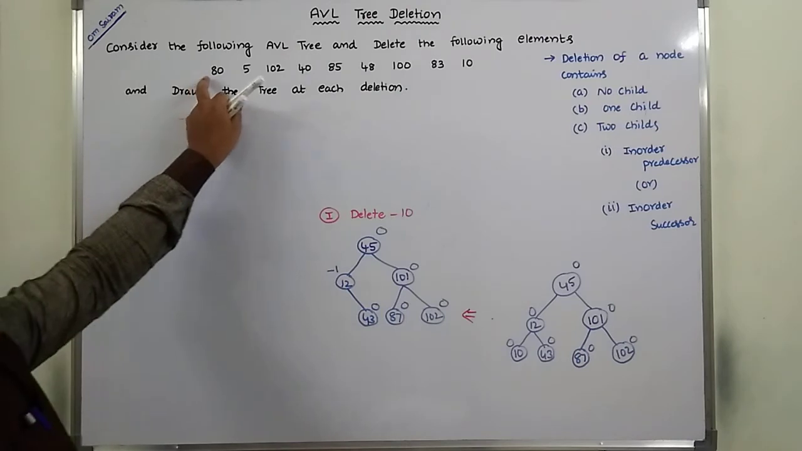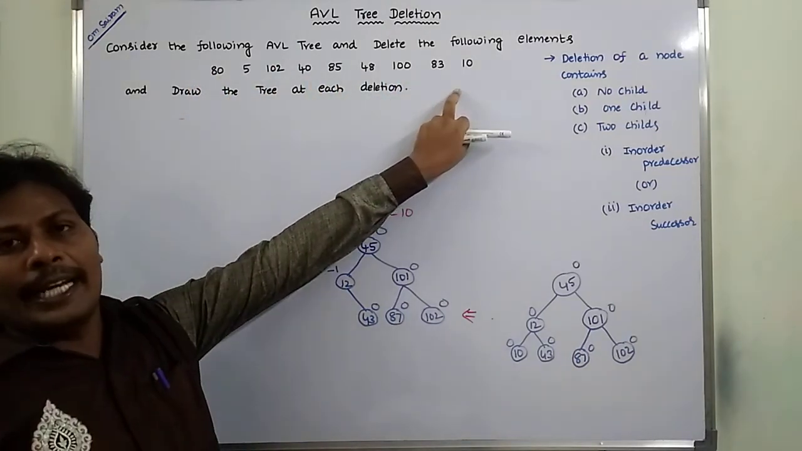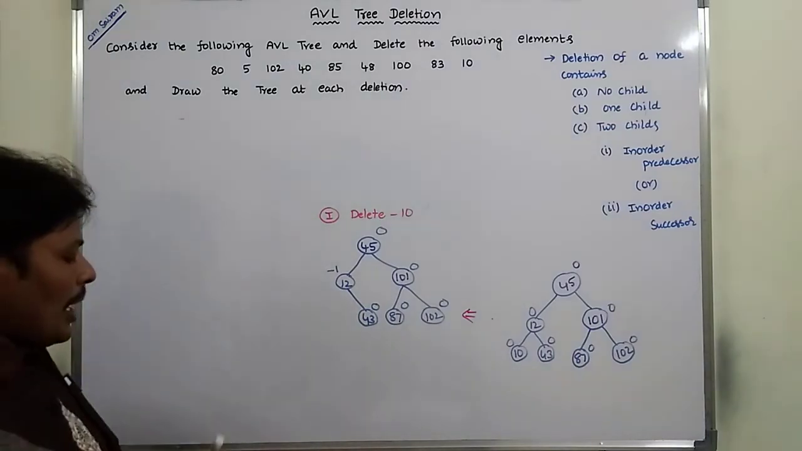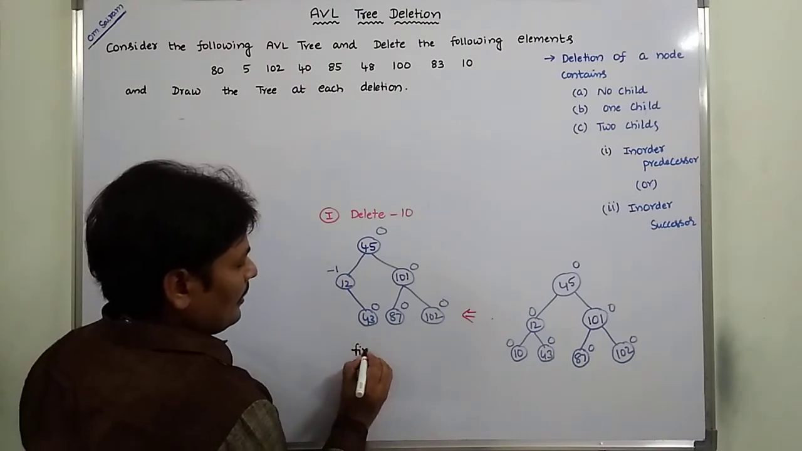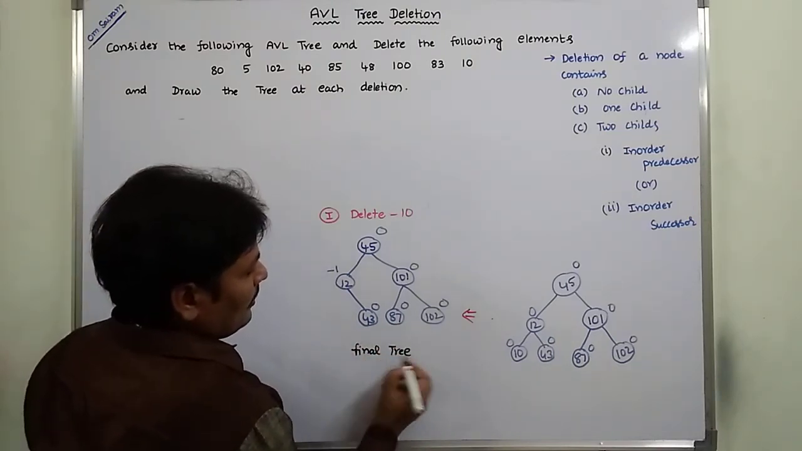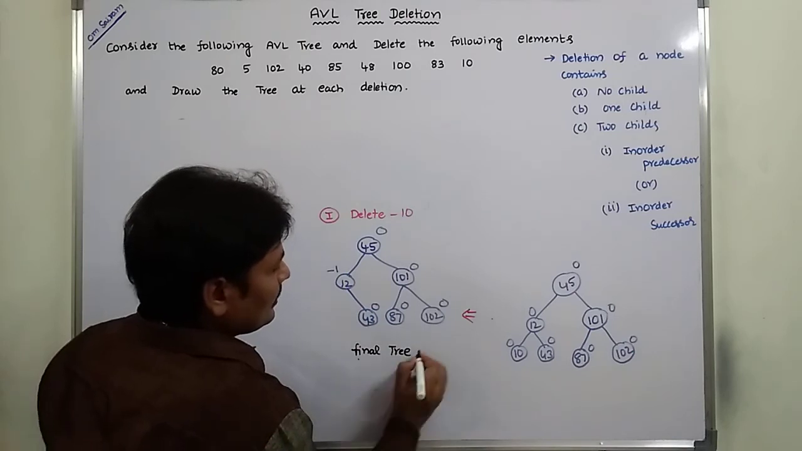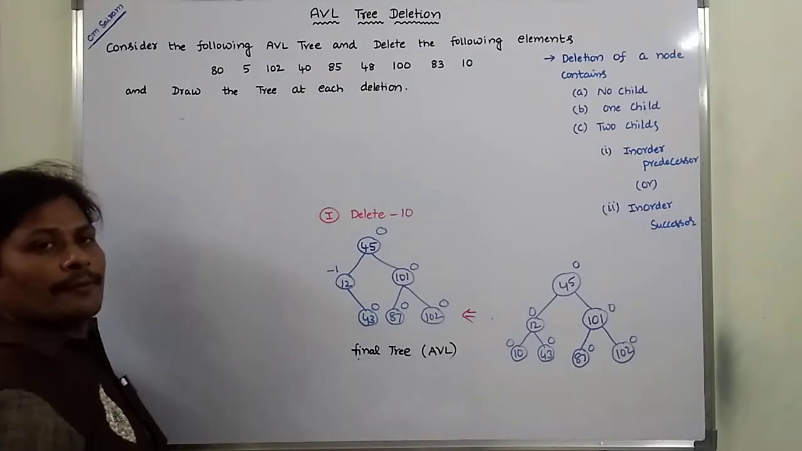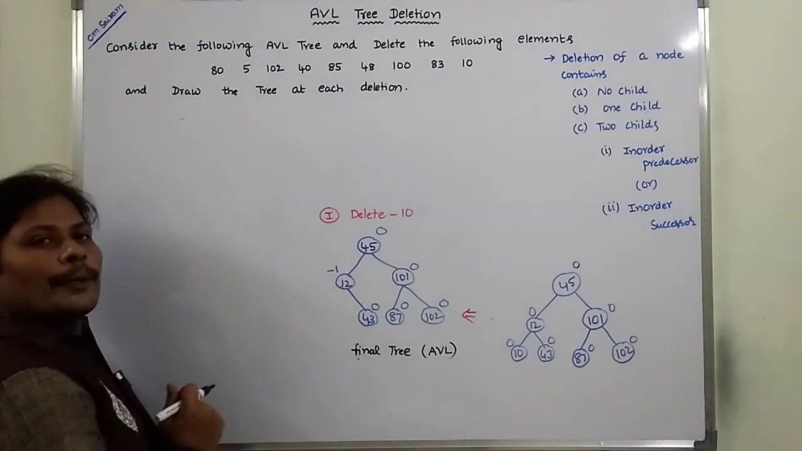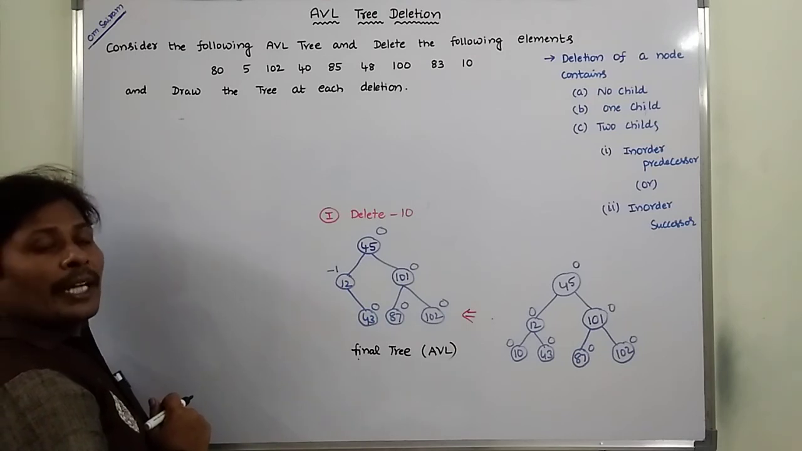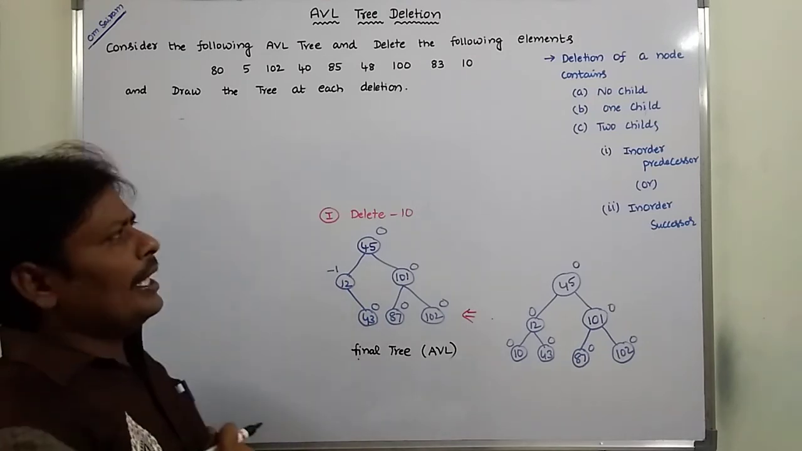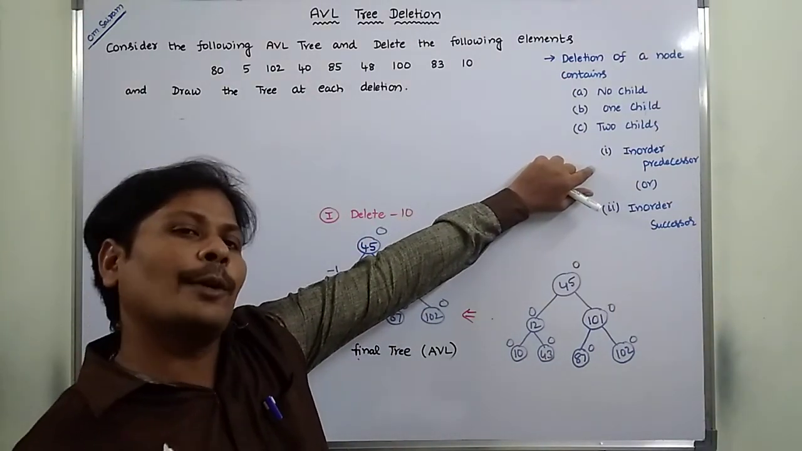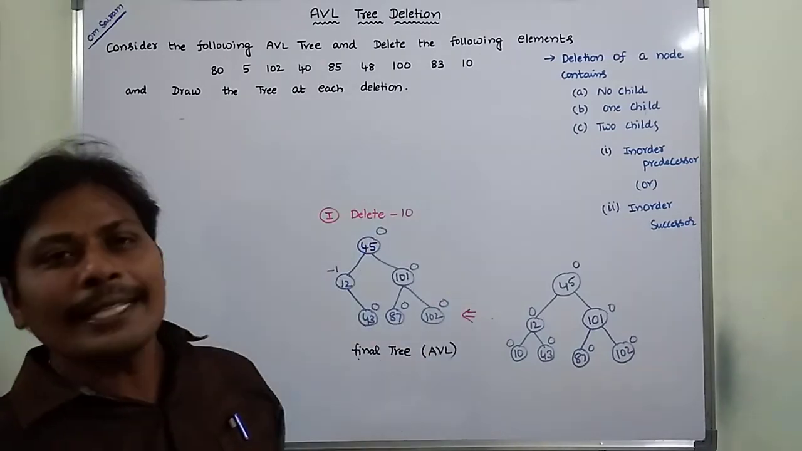So after deleting 9 elements, this is the tree we are getting from the given tree. Now this is the final tree, and it is an AVL tree, because all balance factors are 0, 1 or minus 1. In this way we have to delete elements from the given AVL tree. In this video I am considering only the in-order predecessor. In the next video I will consider the in-order successor.